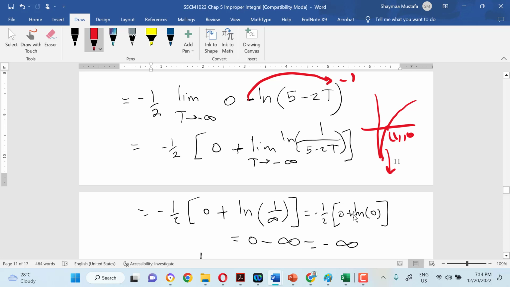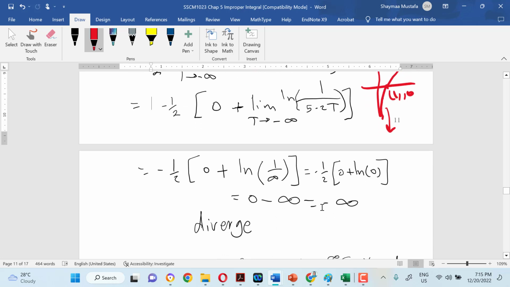Now the logarithm of 0 goes to minus infinity. This is the function of ln x. If you see here, ln x near 0 goes to minus infinity. So 0 minus infinity is minus infinity. So the limit goes to minus infinity, which means this integral diverges. If the limit equals a number, then the integral converges. But here in this example, the limit equals minus infinity, which means the improper integral diverges, not converges.